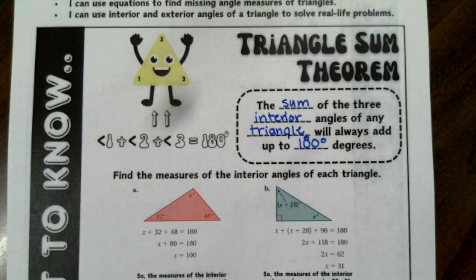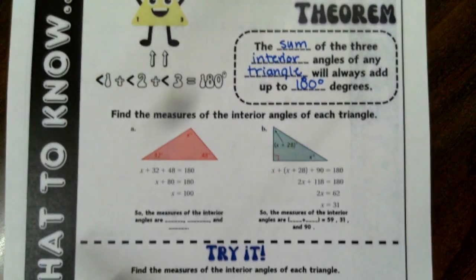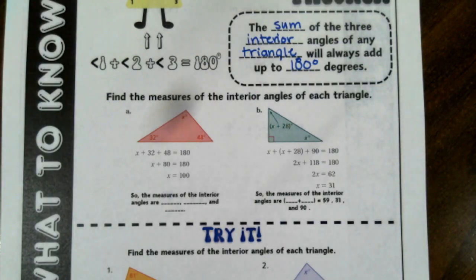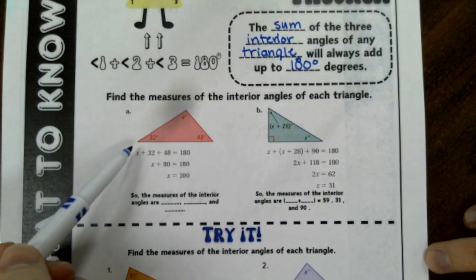So if we're missing any information in a triangle, we're going to put the information that we have together, set that equal to 180, and then solve for what's missing. So that's what we're going to do right now. So we're going to find the measures of the interior angle of each triangle. So here's our first one.